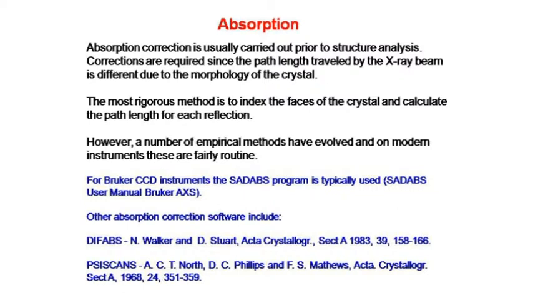There are a number of methods. The most rigorous method is to index the faces of the crystal and calculate the path length for each reflection. Then if you know what the contents are, then you can make the correct absorption correction. But there are lots of empirical ways, and SADABS is virtually a standard method now. Okay, but there are other ways that you can look up, and I've given you some references here if you ever want to do this.